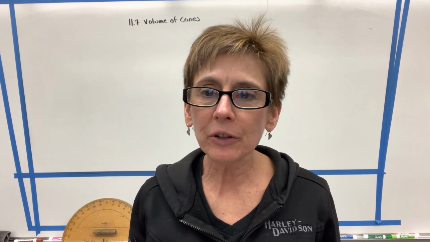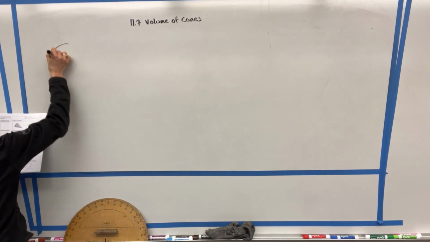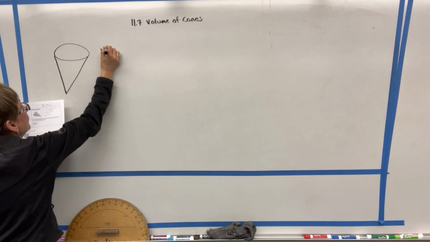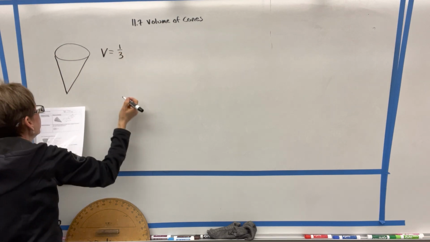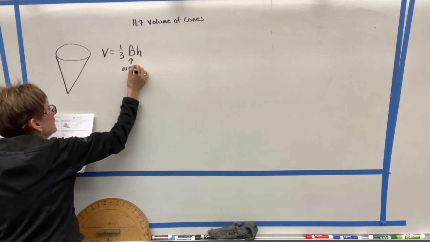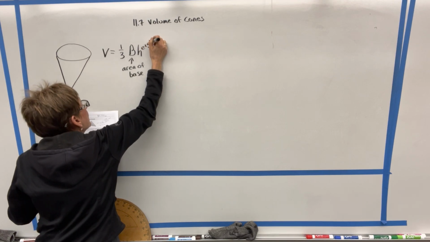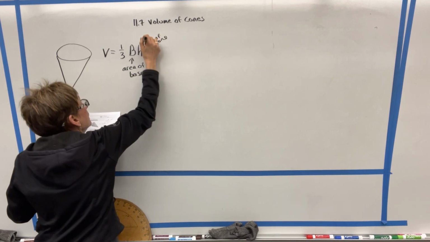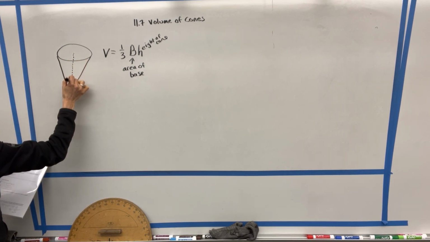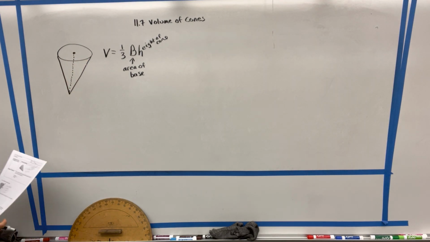We are going to be learning about volume of cones. So I'm going to put a picture up here and also the formula for you. When we are trying to calculate the volume of a cone, the formula is 1/3 the area of the base times the height. Capital B stands for area of the base, and H stands for the height of the cone. When we talk about the height of the cone, we mean the vertical distance going from the center of the circle down to the cone.